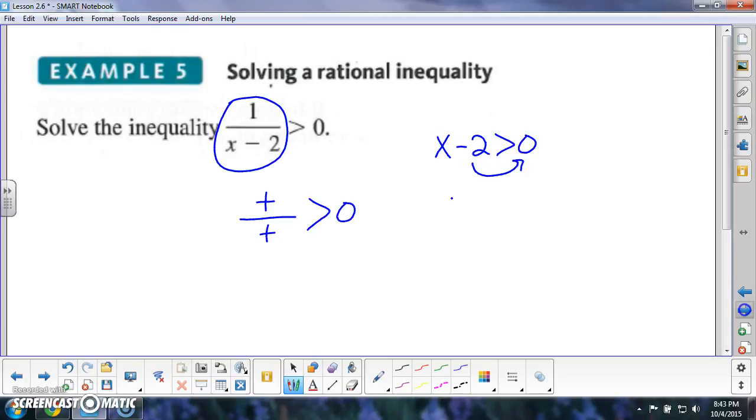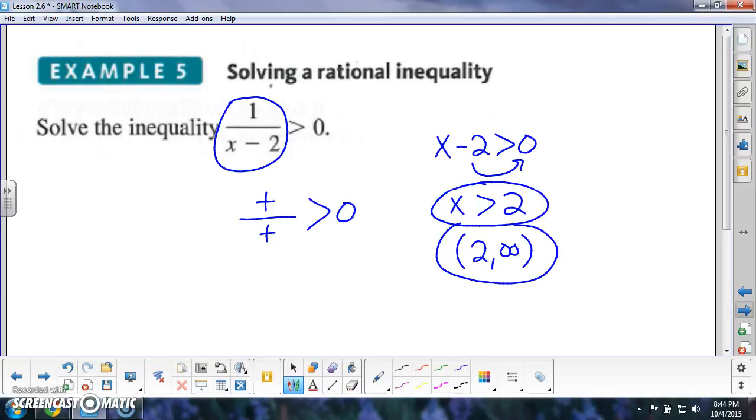Obviously, move the negative 2 over by adding. An x value greater than 2 is going to make this fraction have a positive value in the denominator, making the whole fraction positive, greater than 0. So this would be the inequality answer, and the interval answer you'll see in the back of the book will be something like that. From 2 to infinity, you need to have a parenthesis on the 2.